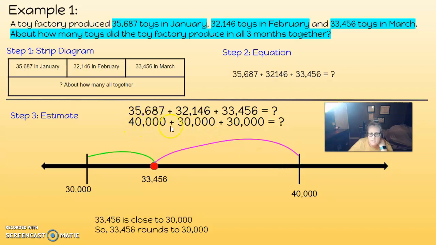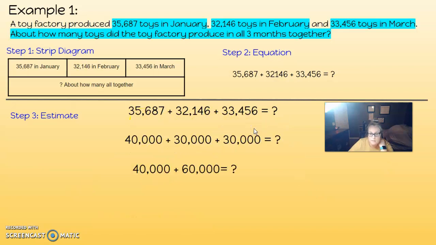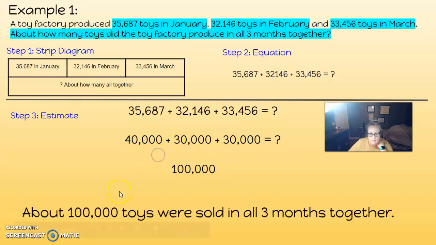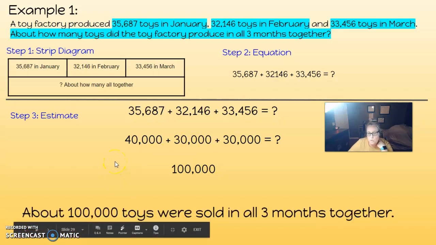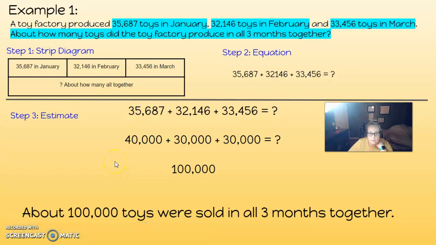So now here is my new equation I'm using, 40,000 plus 30,000 plus 30,000. So when I started thinking about how to solve this, I was able to see that 30,000 and 30,000 was going to give me 60,000. So I am now left with 40,000 plus 60,000. So what is 40,000 plus 60,000? That's right, it's about 100,000. So that means that about 100,000 toys were sold in all 3 months together.